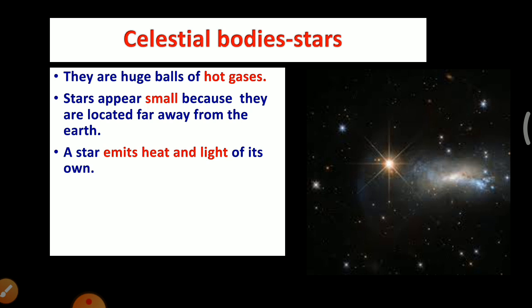It emits heat and light of its own. How the sun gives out heat and light, the same as the star also emits heat and light. But we cannot feel the heat from this star because it is located far away from our earth. But we can see the light from the star.